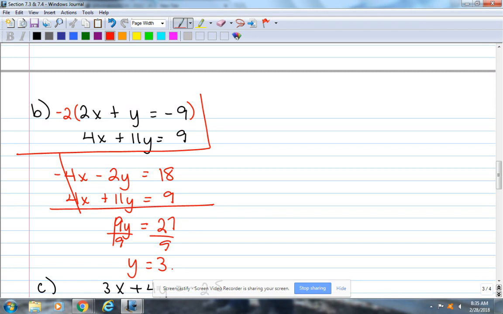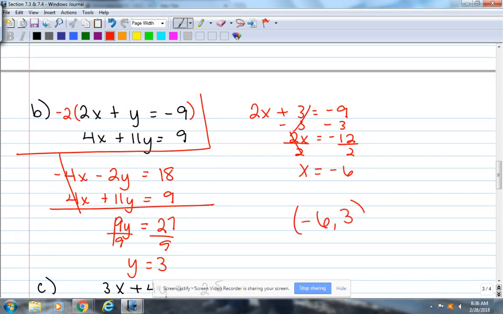All right. And then, how are we going to get x? Plug it in from one of the originals. Y'all want to do the top original or bottom original? Sure, that's easy. So that's just 2x plus 3 equals negative 9. And then what? So 2x equals negative 12, and then we divide by 2, and x equals what? Negative 6. So what's the ordered pair? Negative 6, 3. X, then y.